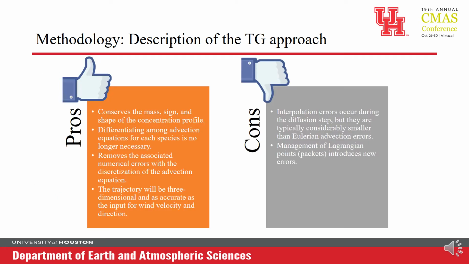The TG approach has some advantages and some disadvantages. For example, it conserves the mass, sign and shape of the concentration profile, and because it solves the advection equation in Lagrangian format, there is no need to differentiate among advection equations for each species. It also removes the numerical errors with discretization of advection, and the trajectories will be three-dimensional. But the disadvantages are that interpolation errors occur because of the diffusion step. And also managing those Lagrangian points, or as we call them from now on, packets, introduces new errors.